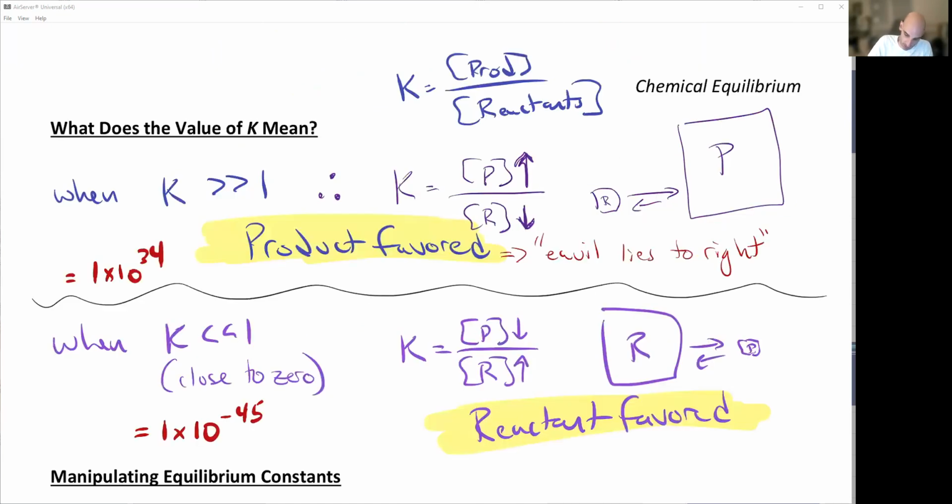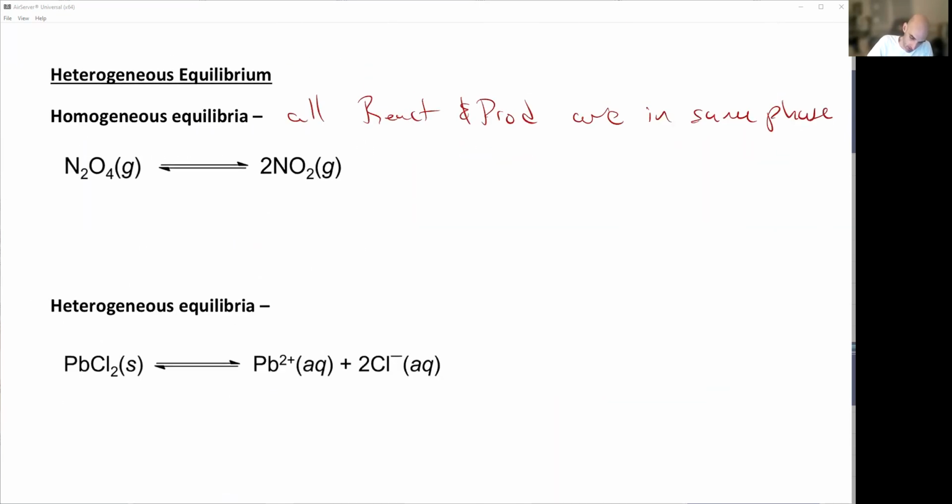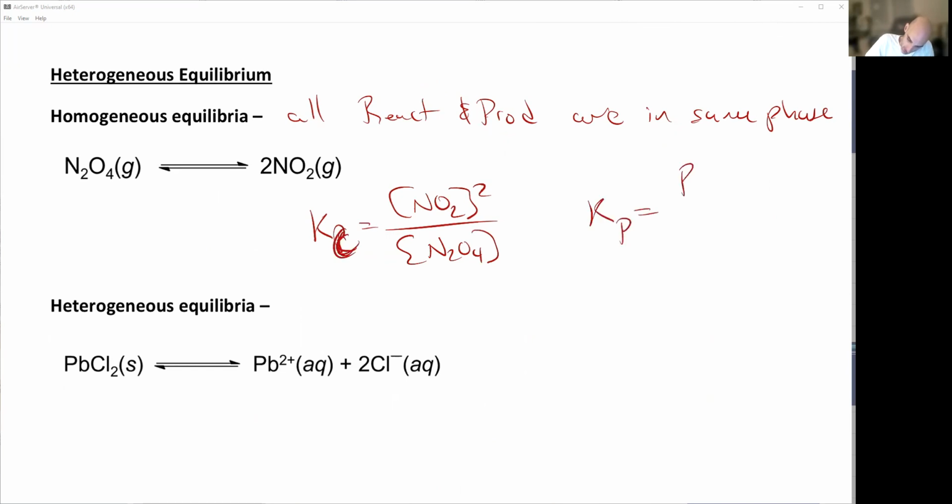So I can actually write this as a Kp, right? Kp is equal to concentration of NO2 squared all over concentration of N2O4, or that's a Kc, isn't it? Yep, Kc. My Kp would be pressure of NO2 squared over pressure of N2O4. And there we go, there's my Kp. You can write Kc because remember, we can convert between the two.